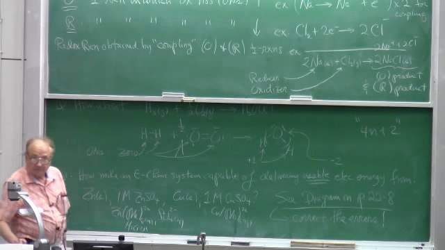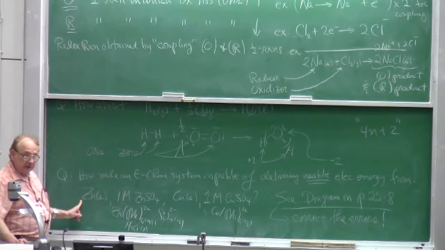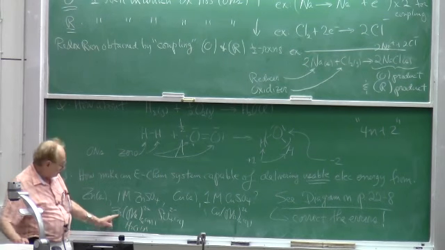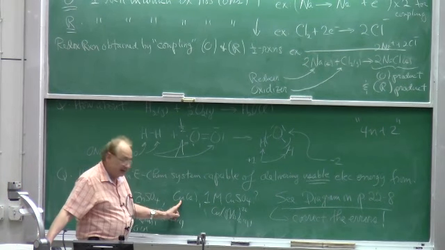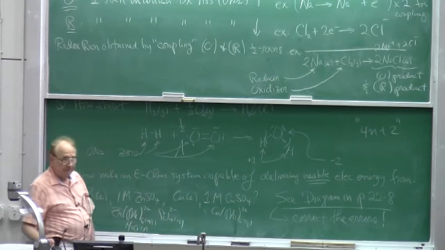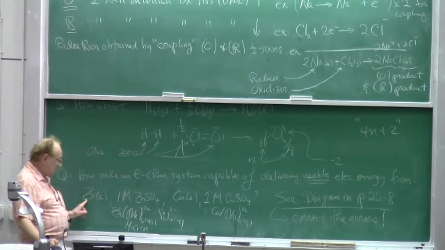Now then, zinc, 0 oxidation state. Zinc +2 oxidation state. Copper, 0 oxidation state. Copper +2 oxidation state. So, here is a potential reducer.